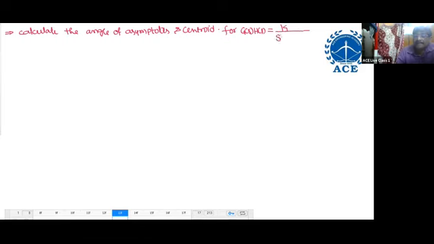Calculate the angle of asymptotes and centroid for G of S, H of S equal to K by S into S plus 5 into S plus 10.